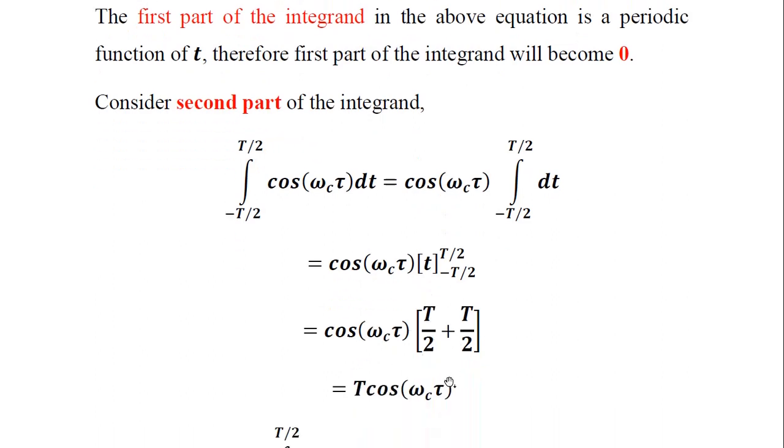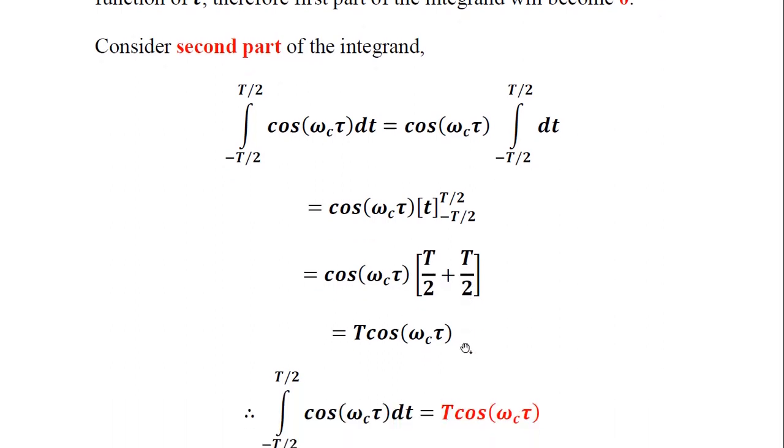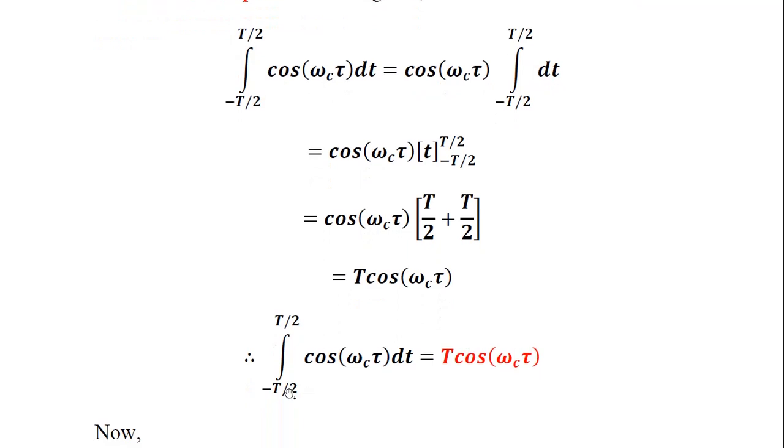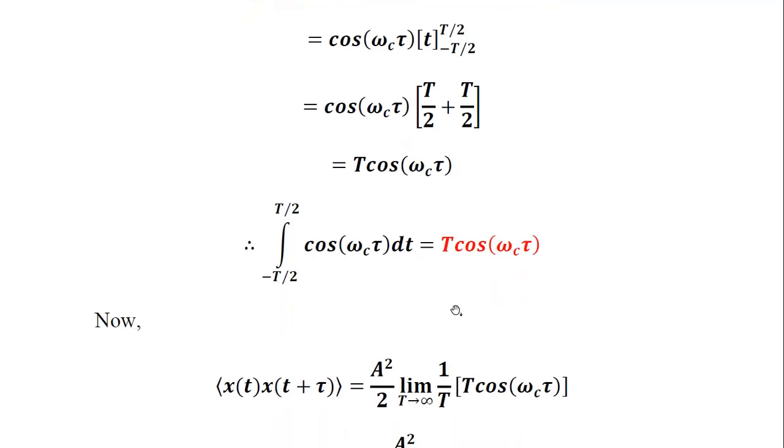Upon substitution, this equation is manipulated as cos omega c tau into (T by 2 plus T by 2). Addition we can perform. The 2 and the 2 cancel out each other and we are left with only capital T, which is taken outside. So ultimately this second part of the integrand will become equal to T cos omega c tau. Therefore, the integration between minus T by 2 to plus T by 2 of cos omega c tau dt is equal to T into cos omega c tau. So this is one conclusion.